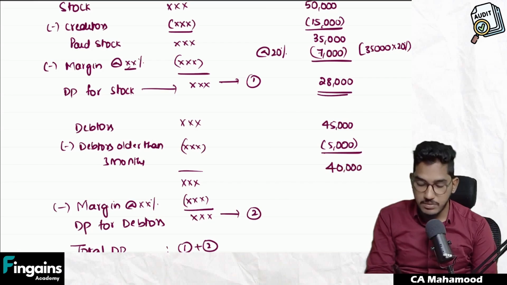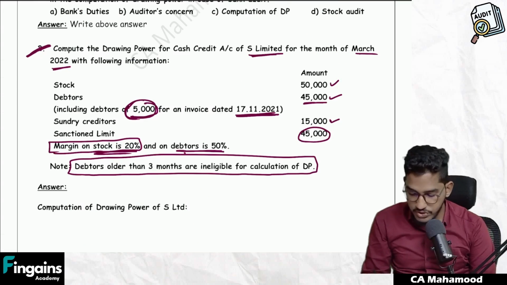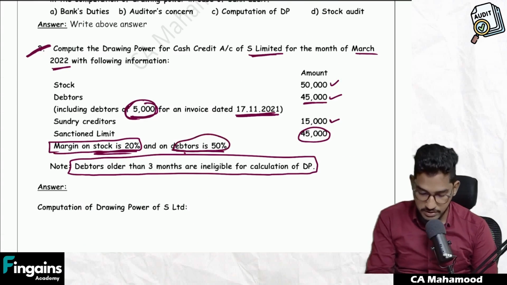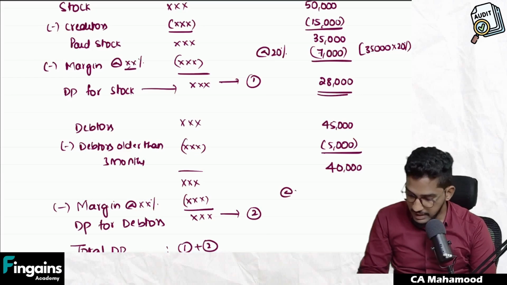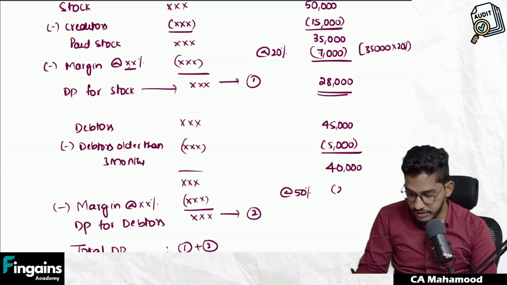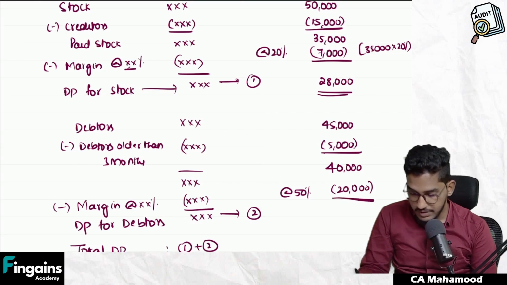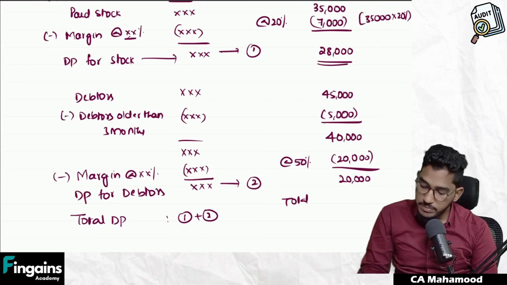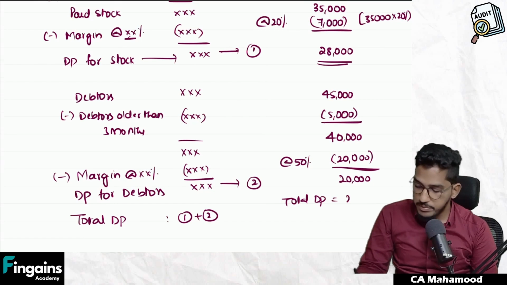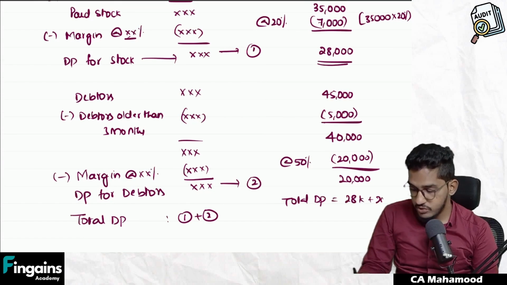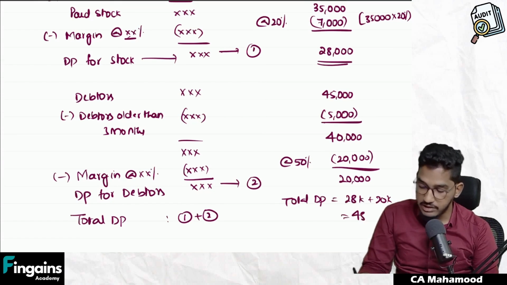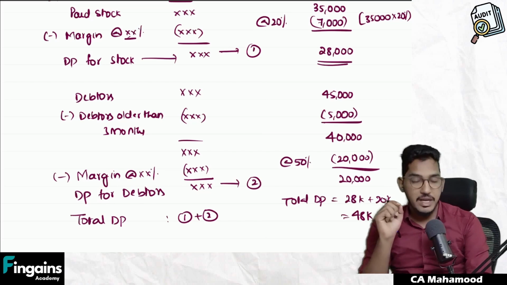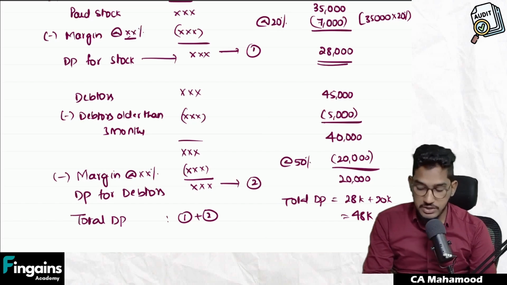From this, you have to reduce margin. What is the margin given in the question? Margin on debtors is 50%. If I reduce at the rate of 50% margin on 40,000, that means 20,000. So you will get balance 20,000. So this is a drawing power for debtors. What is the total drawing power? The total drawing power will be 28,000 plus 20,000. It will be 48,000. But here there is one main important point which you have to pay attention.